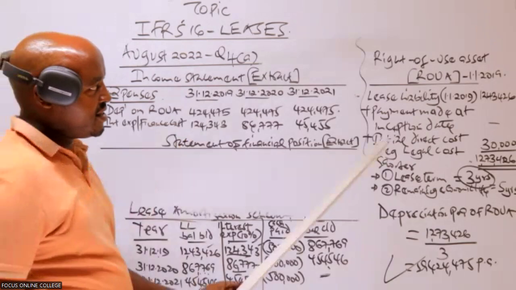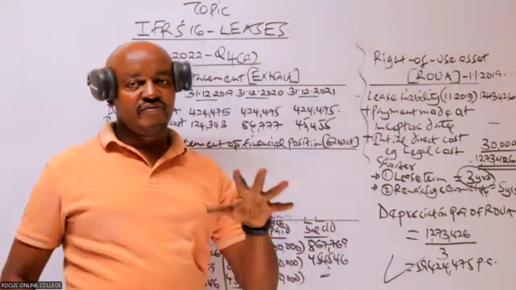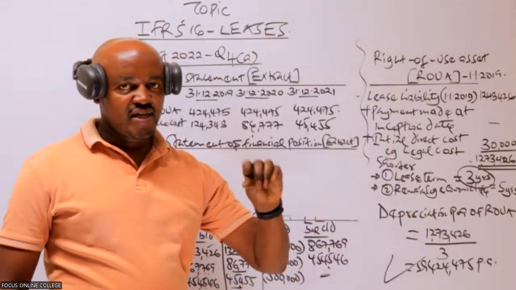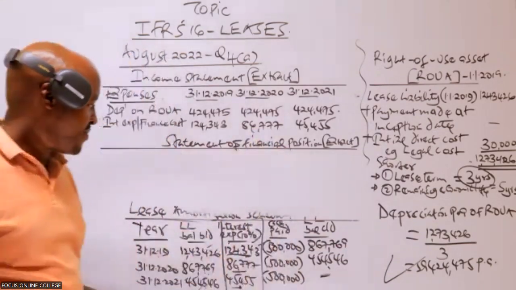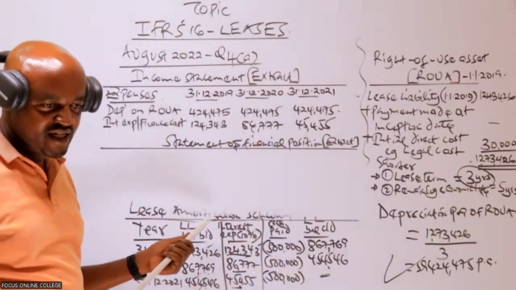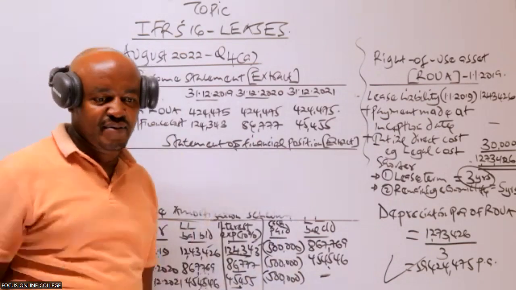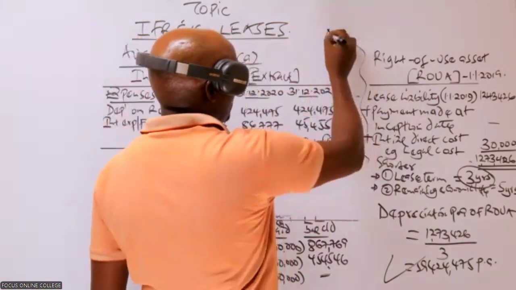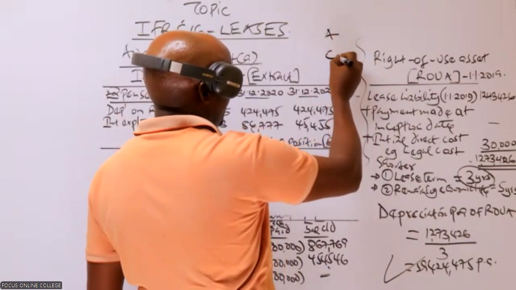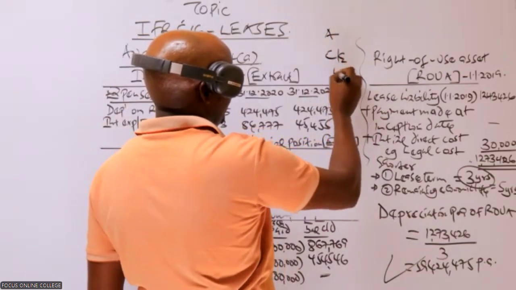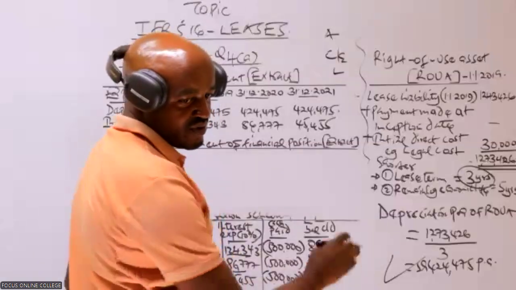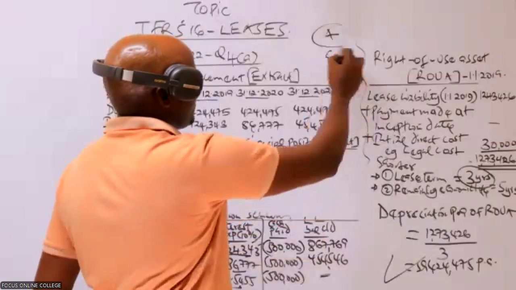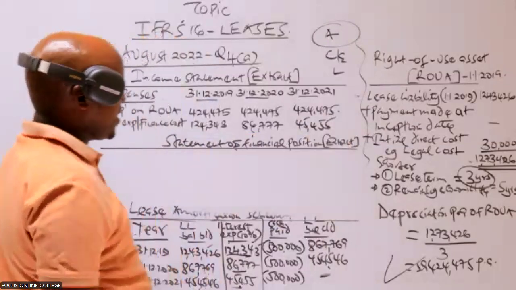One is this one, right of use asset. I've said this company will recognize this as an asset. Number 2, our company will recognize something called the lease liability. This is a liability. So when preparing a statement of financial position, we first of all record assets, we record capital or equity, and then finally we record liability. So we will start by recording assets.